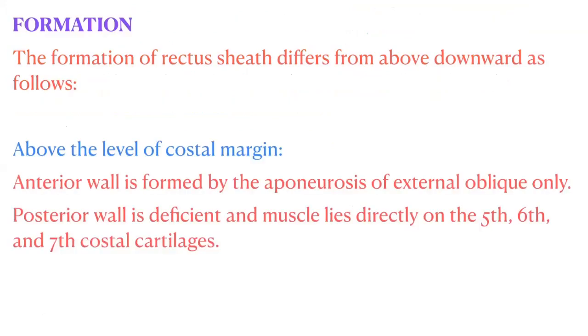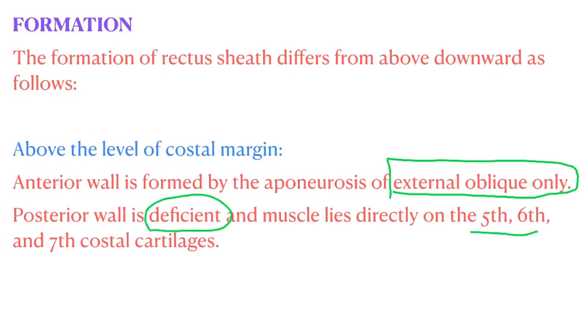The formation above the level of the costal margin. Anterior wall is formed by the aponeurosis of external oblique only, right? Posterior wall is deficient and muscle lies directly on the 5th, 6th and 7th costal cartilages, right? That is above the level of costal margin, that is above the 9th costal cartilage, right? So there is only anterior sheath, right?